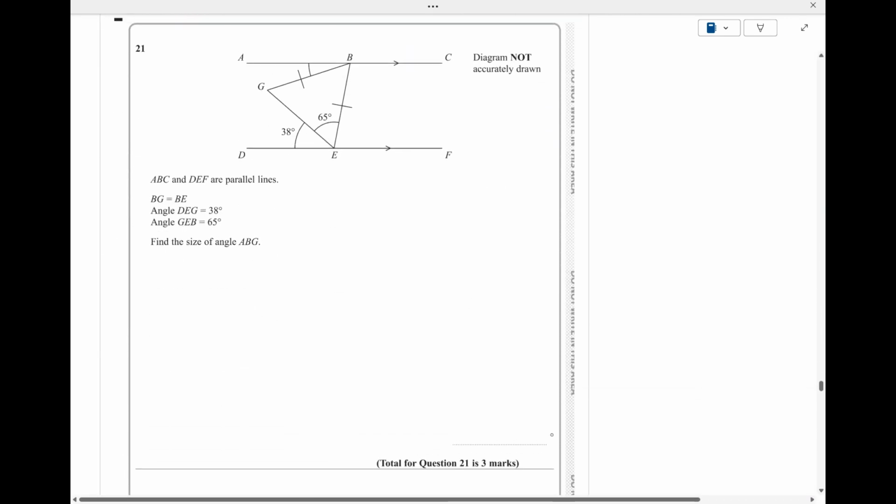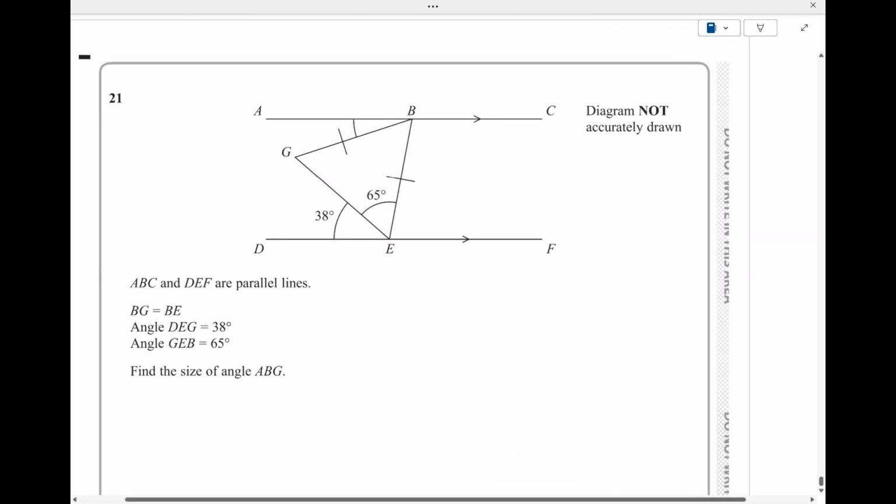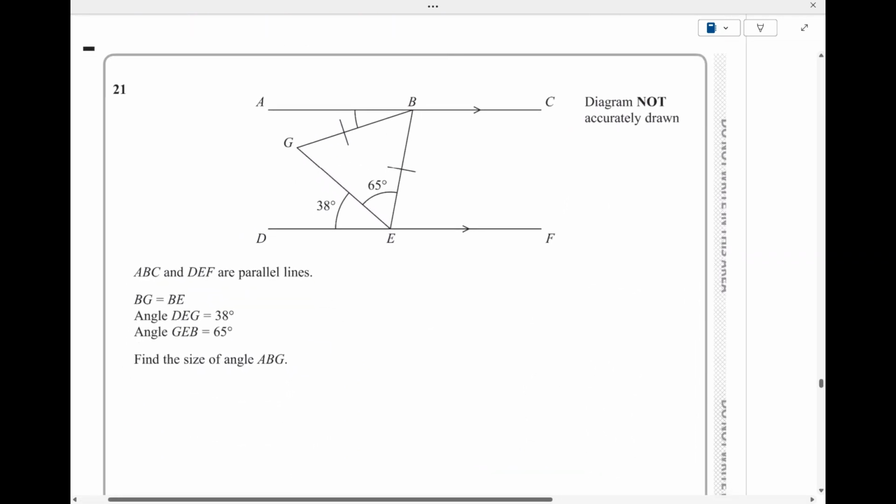Let's have a look at number 21. Now look at this. What can I see here? I can see a triangle. Okay, got that. It's an isosceles triangle. I've got some parallel lines, so I might be able to do alternate angles or corresponding angles. 180 degrees in a triangle. Also, I can see a straight line here. That's going to be 180 degrees there, isn't it? So I've kind of sorted out lots of stuff.